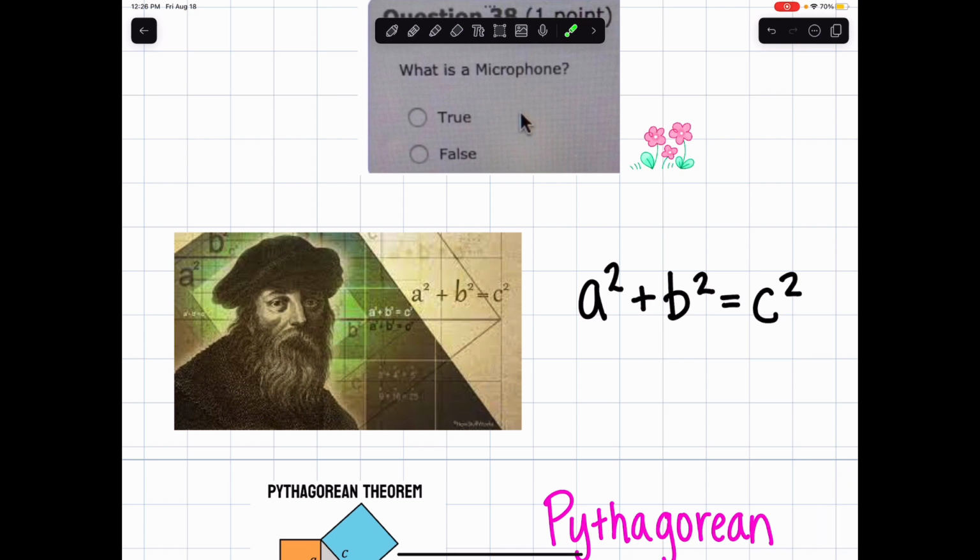Let's start by going over the Pythagorean theorem. Okay, this is the Greek mathematician whose name was Pythagoras. He's not around today. He lived in the 6th century BC. And his theory on a squared plus b squared equals c squared was actually based on geometry, not on algebra. Algebra wasn't even invented yet. So he came up with this based on just knowing geometry, which is kind of cool.